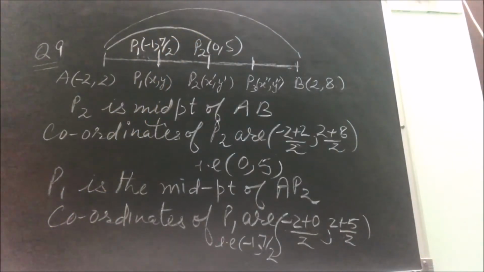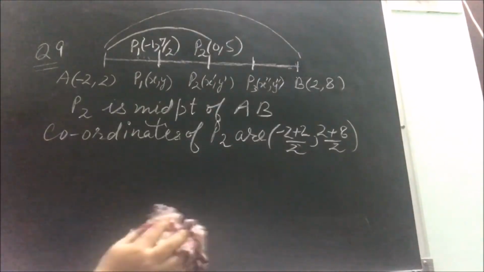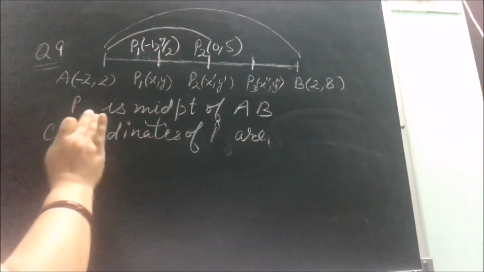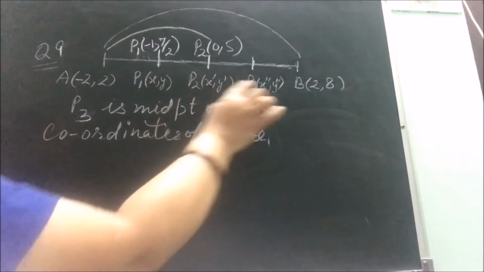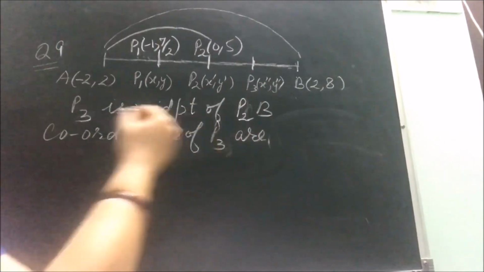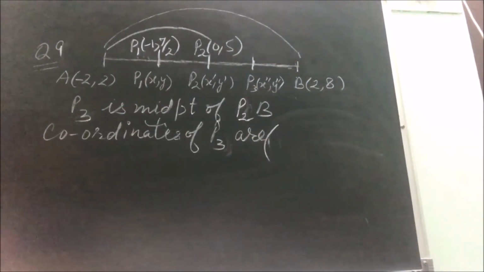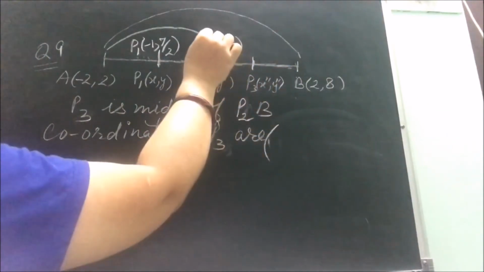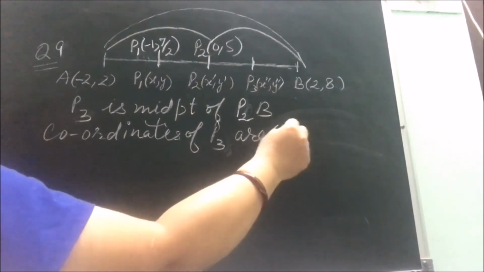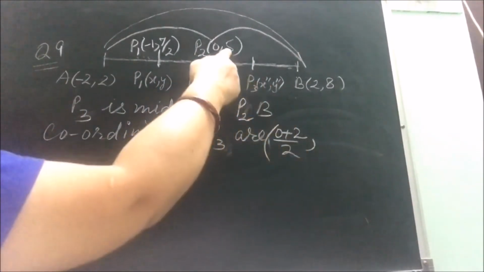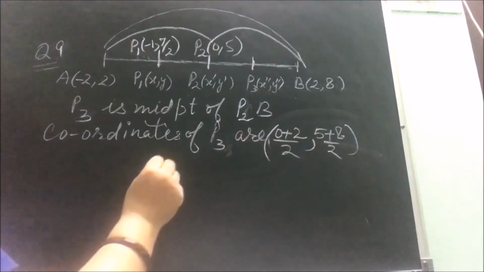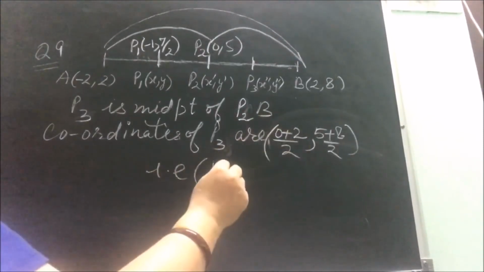Now see P3. P3 is the midpoint of P2B. So the coordinates of P3, again apply the midpoint formula on these two. 0 plus 2, x1 plus x2 divided by 2, y1 plus y2 divided by 2. That is 2 by 2 means 1, 13 by 2.